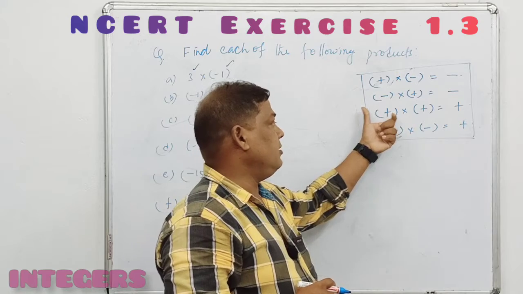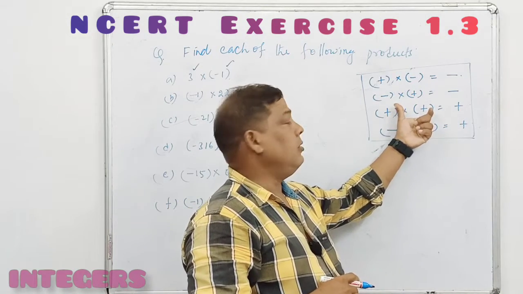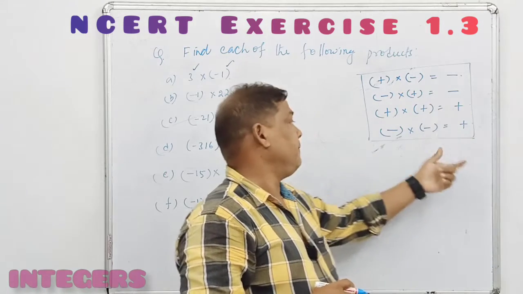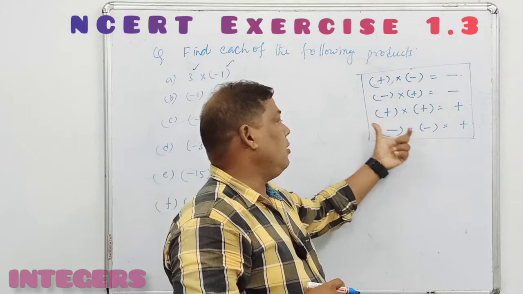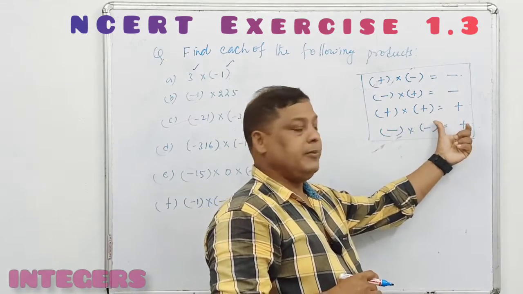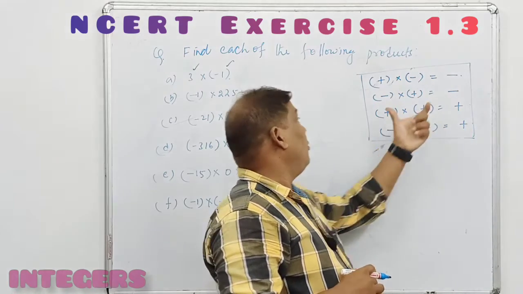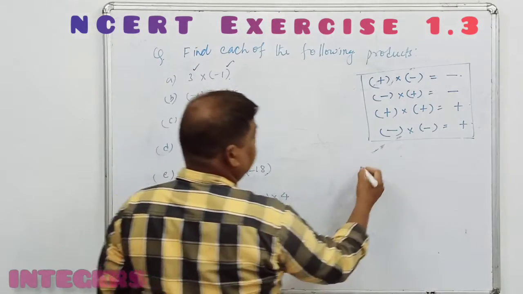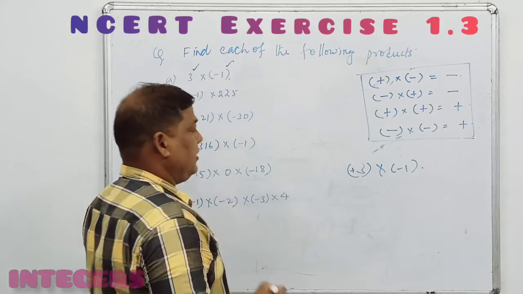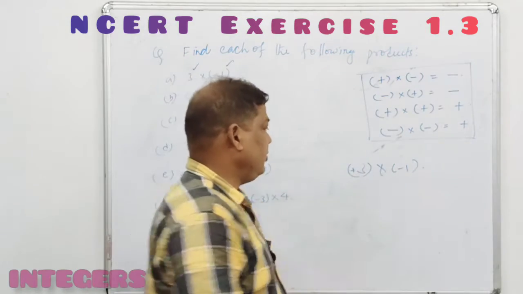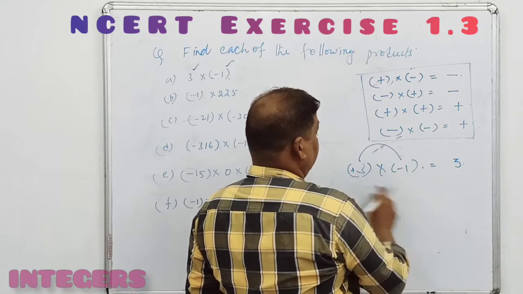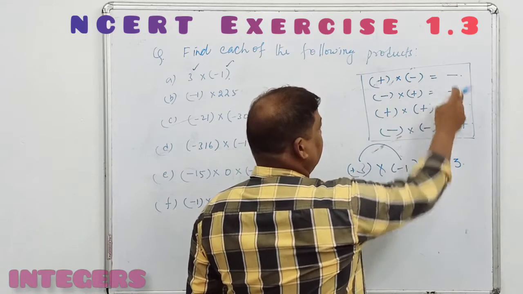Now the first one is a positive integer, the second one is also a positive integer. When you multiply two positive integers, the result will be a positive integer. When you multiply two negative integers, the first one negative, the second also negative, the result will be a positive integer. So we can see the first question, 3 multiplied by minus 1. It is a positive integer and a negative integer, so you have to multiply 3 by 1 to get 3. So plus times minus will be minus.